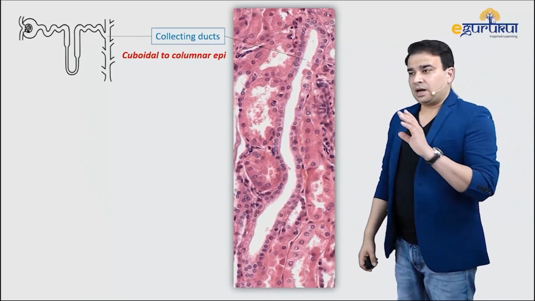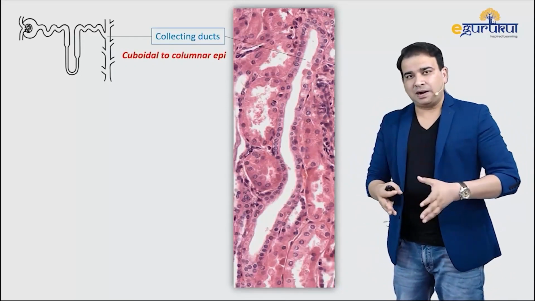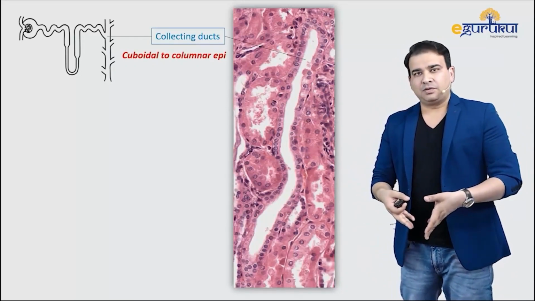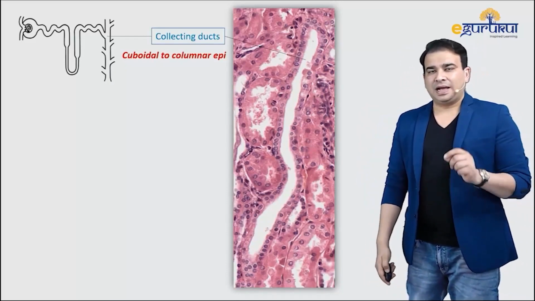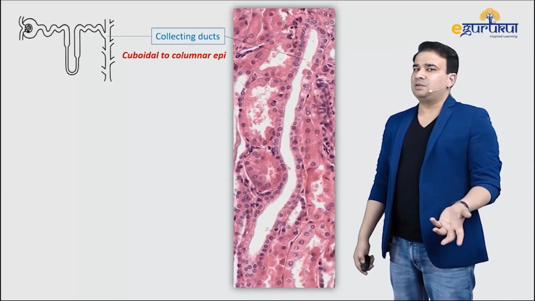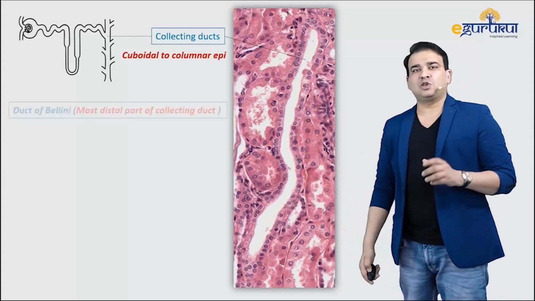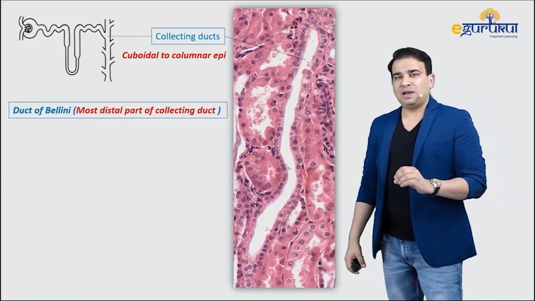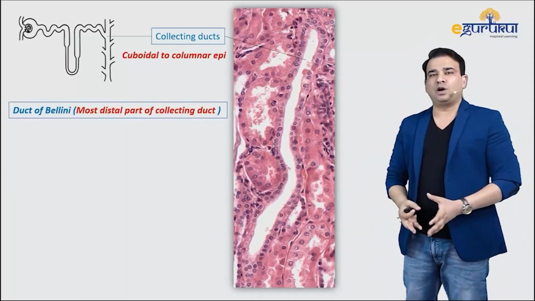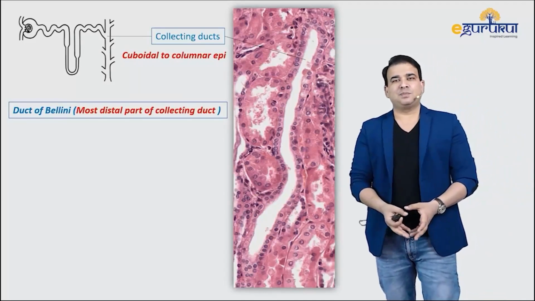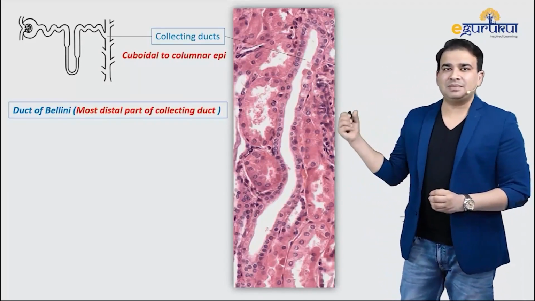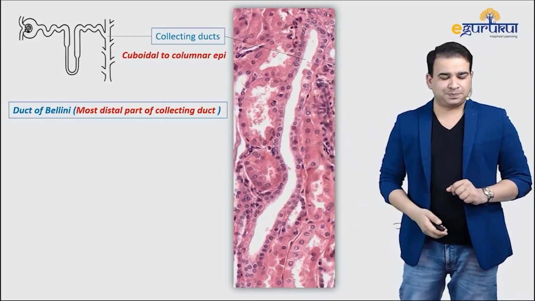Also, the collecting duct in the most distal part, close to the pyramid of the kidney, is called the duct of Bellini. And the lining epithelium of the duct of Bellini is the same epithelium that we have here, that is the cuboidal epithelium. So the duct of Bellini, the most distal part of the collecting duct, near the apex of the pyramid, has the same lining epithelium, the cuboidal epithelium.